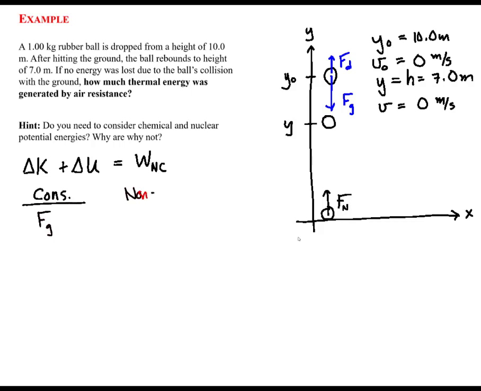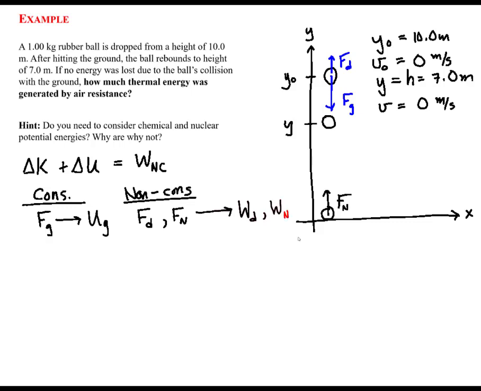Non-conservative forces, well, we have two in this problem. We have the drag force, which is air resistance, and we have the normal force when the ball hits the ground. This is important because since we recognize gravity to be a conservative force, we could look at the potential energy due to gravity. And since we recognize that air resistance and the normal force are non-conservative forces, we will look at the work done by air resistance and the work done by the normal force.